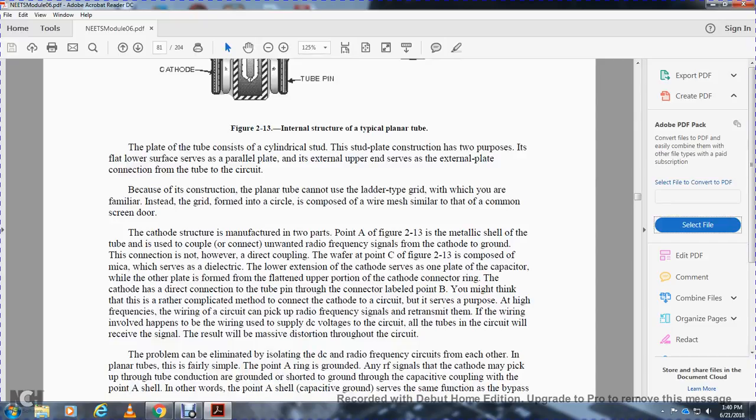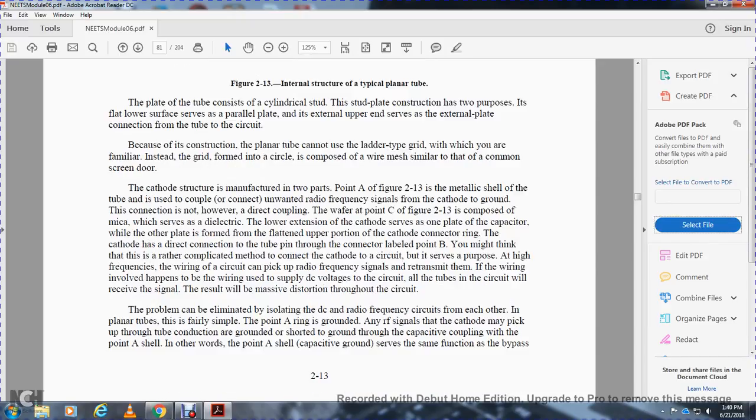The plate of the tube consists of a cylindrical stub with a construction that has two surfaces: the lower surface of the parallel plate, and the external upper surface of the external plate, with a connection from the top of the tube. The construction of the planar tube cannot use the later type of grid, but instead of the grid formerly formed in a circle, it is composed of a wire mesh similar to a common screen door.